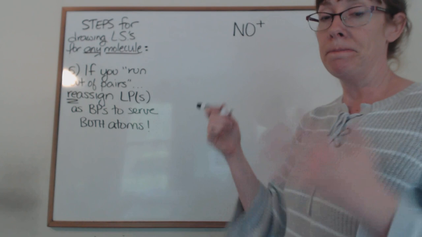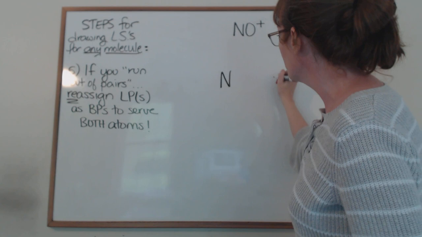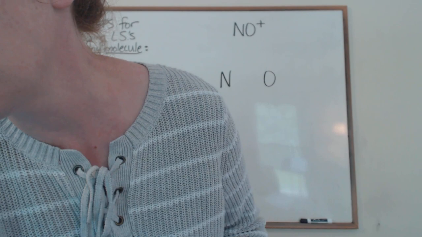Arrange the atoms on paper. Now, with this one, there's only 2 atoms. So there is no central atom. It's almost easy. Just put one right next to each other. Okay, if there's only 2 atoms, and that does happen, you'll have to draw Lewis structure sometimes for something that just has 2 atoms. But it's easy. Just put them next to each other.